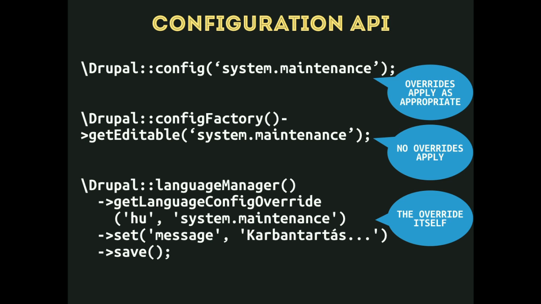And finally, if you want to access the actual language override, as I've said, the language manager knows about language overrides. So you say, language manager, get me the language override in Hungarian for system maintenance. And then I can set whatever I want, the message to something else, and then save it and it works. So you can access specific overrides one by one, you can access the original configuration, and you can just load the configuration in whatever overrides apply at that point in time. So those are the separate ways to access configuration.